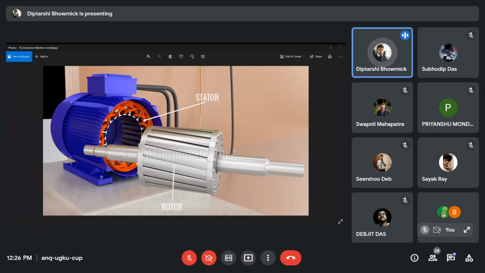Well, the temperature rise is also 40 degrees centigrade above the ambient temperature. The frequency is 50 hertz. Insulation is E-type insulation, and the duty cycle is 1, like that. Okay, now come to the stator part.